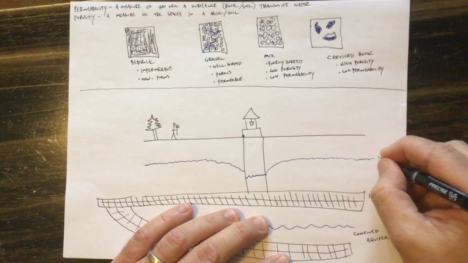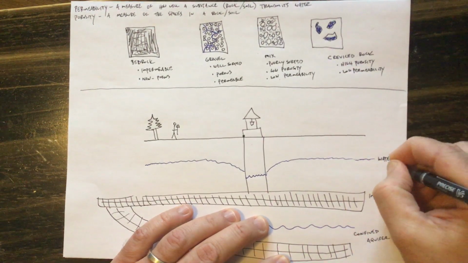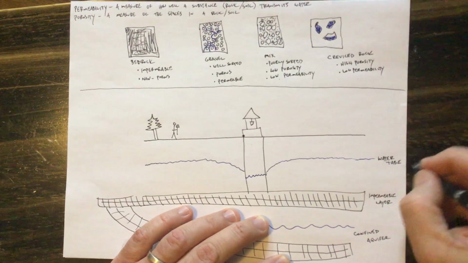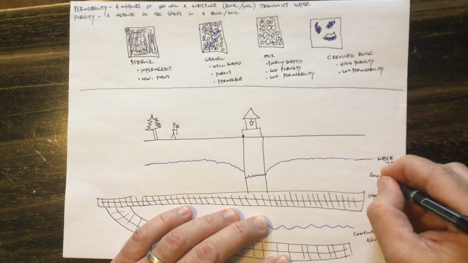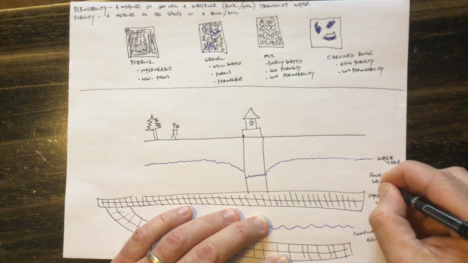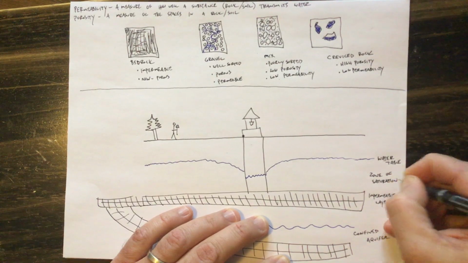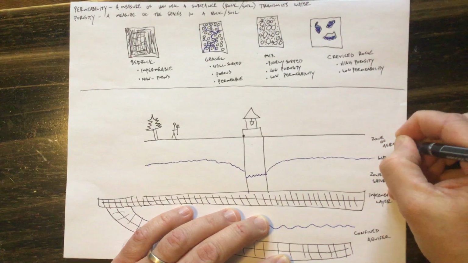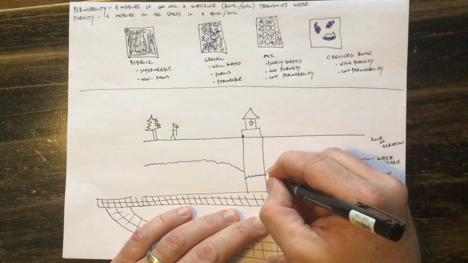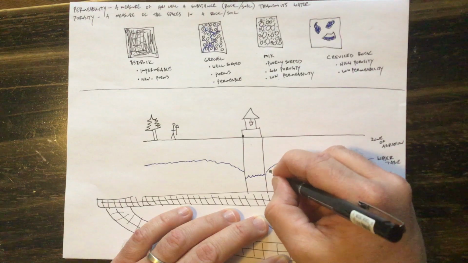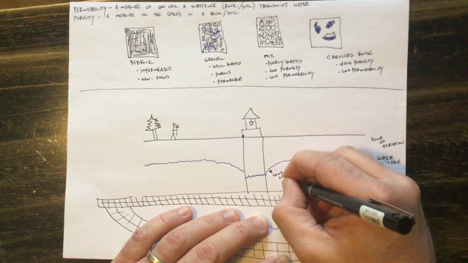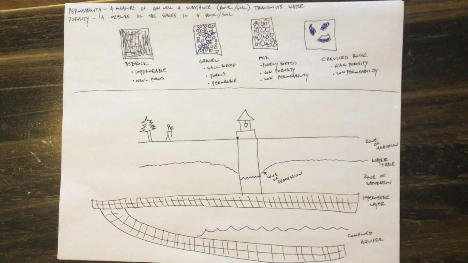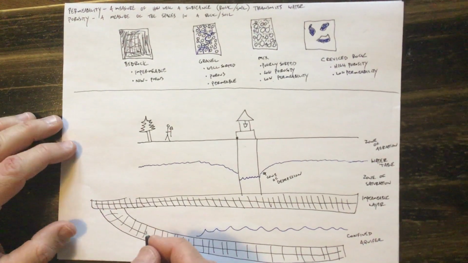We'll go ahead and label the water table. And we'll label the zone of saturation and the zone of aeration and the cone of depression.